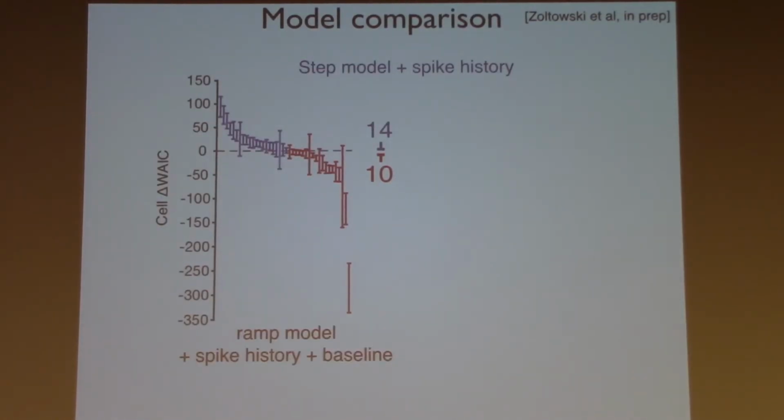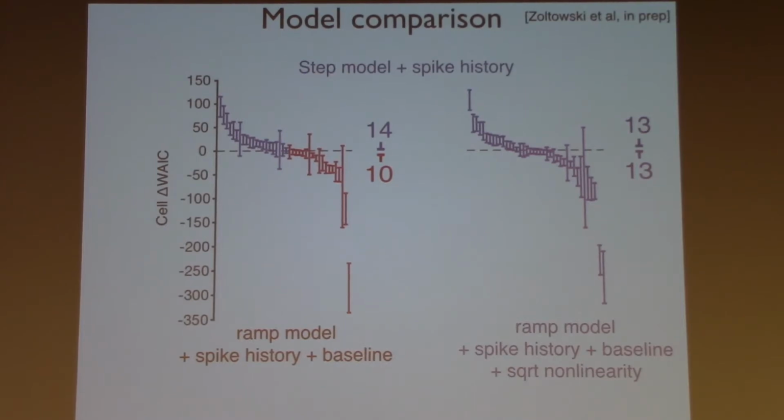And the take-home is that we get results that are largely consistent. So here's the ramp model with spike history and baseline. The y-axis here is the difference in the WAIC for each of the cells in our population. 14 were significantly better explained by the stepping model, versus 10 by this ramping model. The ramp model with the square root nonlinearity was slightly better, and we get to roughly half and half.